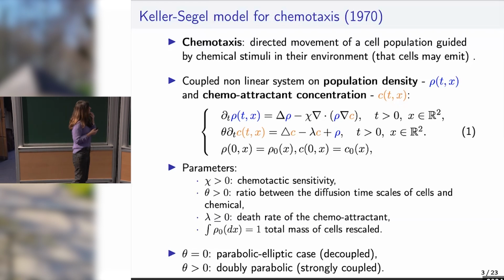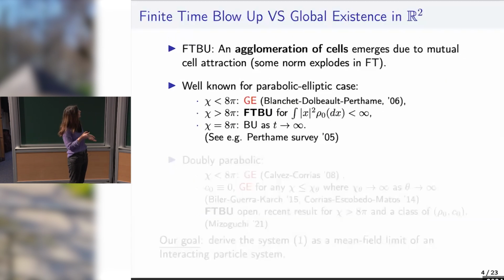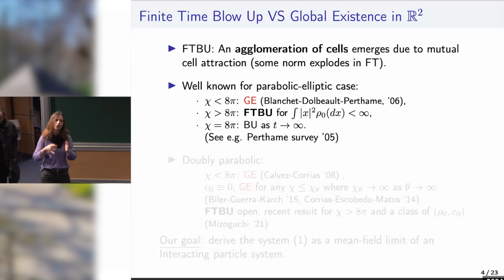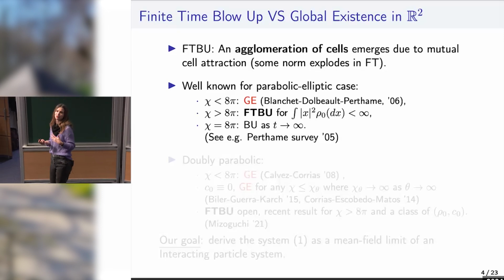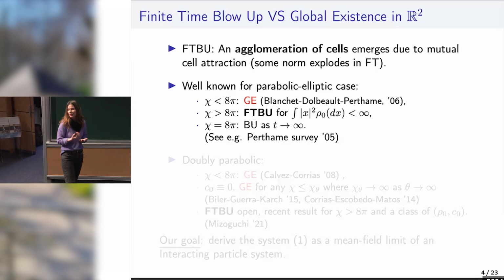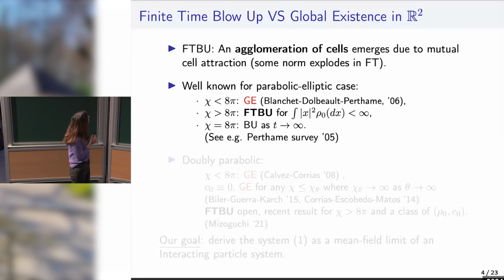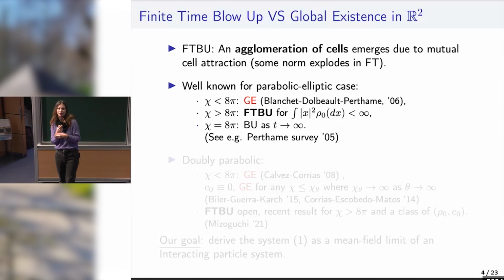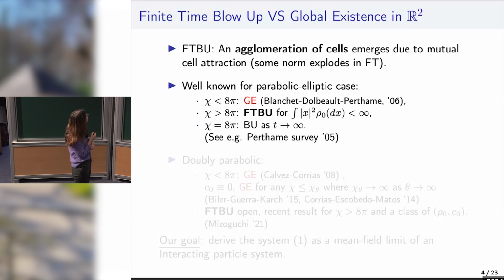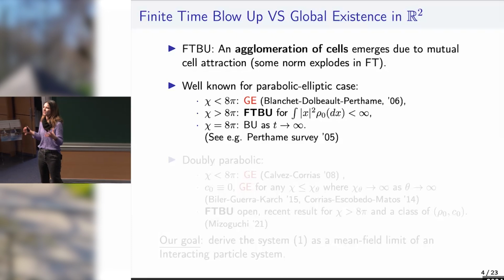Why this system is interesting: well, it was designed to be, but still. This system may blow up in finite time, depending on the parameters of the model. But it's not a surprise. It was really designed to model the beginning of an agglomeration, so it's a desirable feature here. So finite time blow up or global existence is the question that you ask yourself. And the finite time blow up, you see it as an agglomeration: some kind of agglomeration of your cells happens.